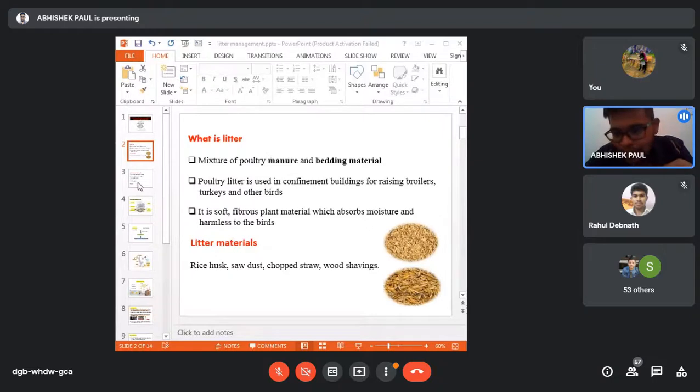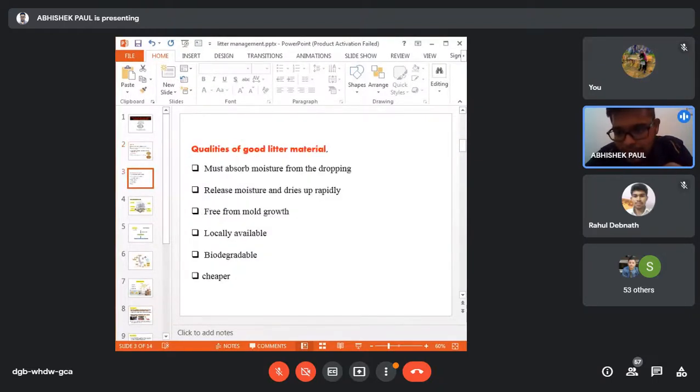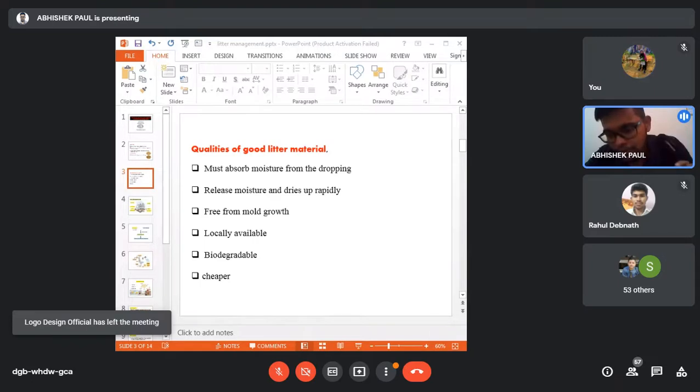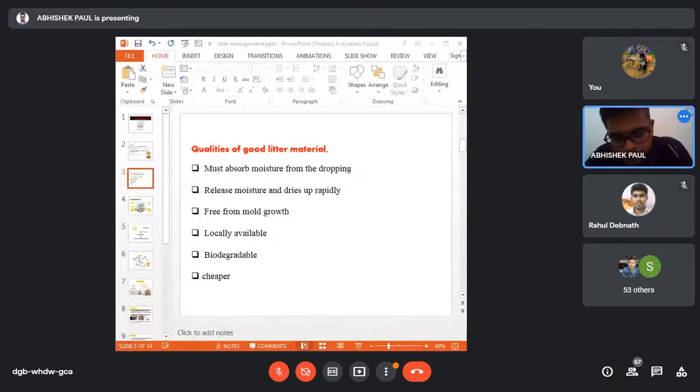Now, why is management of litter important? And what are the good qualities of a good litter material? Let us first know about the good qualities of litter material. Whenever you are choosing the litter material, it should fit all these characteristics. First, it must absorb moisture from the dropping. Whatever material you are choosing, either sawdust, wood shaving, or paddy husk, it should absorb the moisture from the dropping. As you know, poultry dropping is a combination of feces as well as urine, both coming together, so the water content is also high. So the bedding material must absorb the moisture from the dropping.